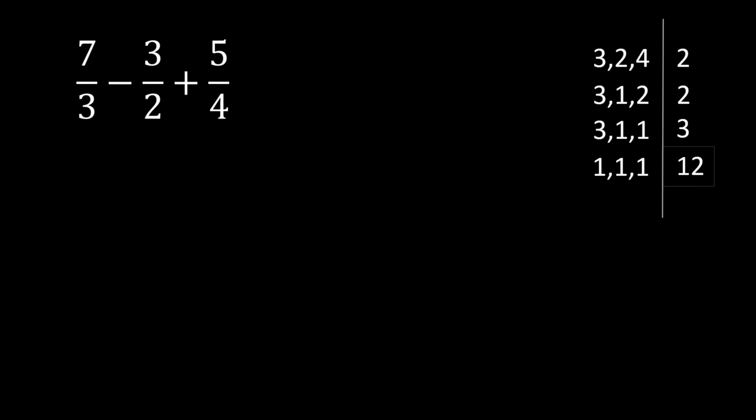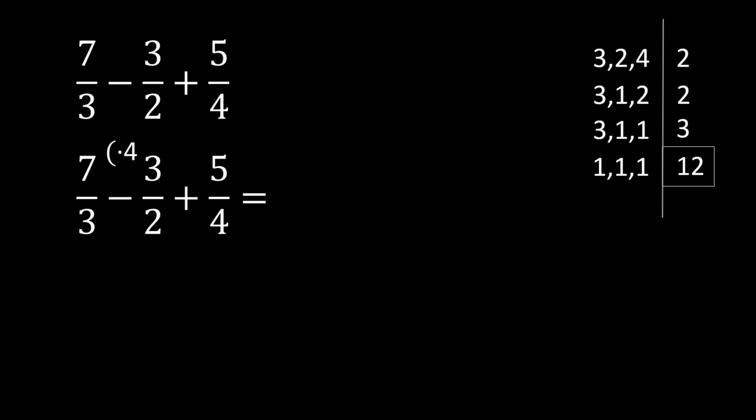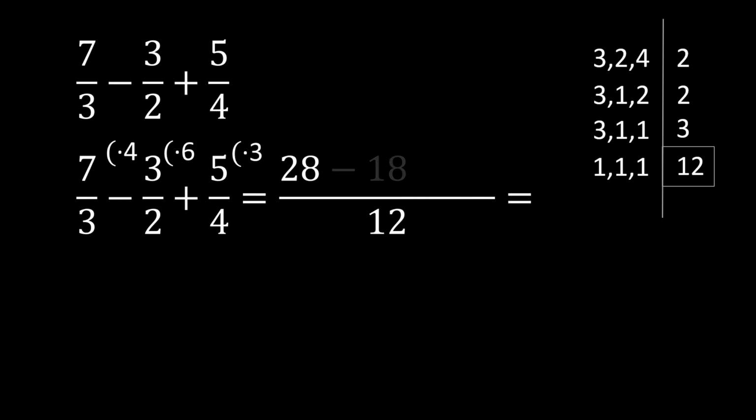We adjust each fraction accordingly. 3 times 4 gives 12, so we multiply the numerator by 4. 2 times 6 gives 12, so we multiply the numerator by 6. 4 times 3 gives 12, so we multiply the numerator by 3. Now we perform the operations. 7 times 4 is 28. 3 times 6 is 18. 5 times 3 is 15. We subtract 28 minus 18, which gives 10. Then we add 15, and the result is 25 over 12.